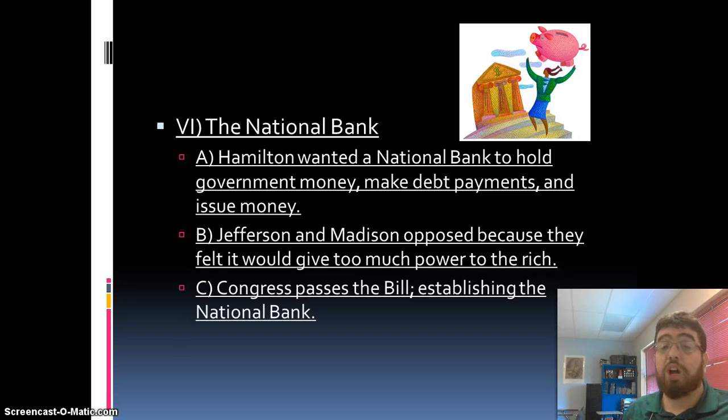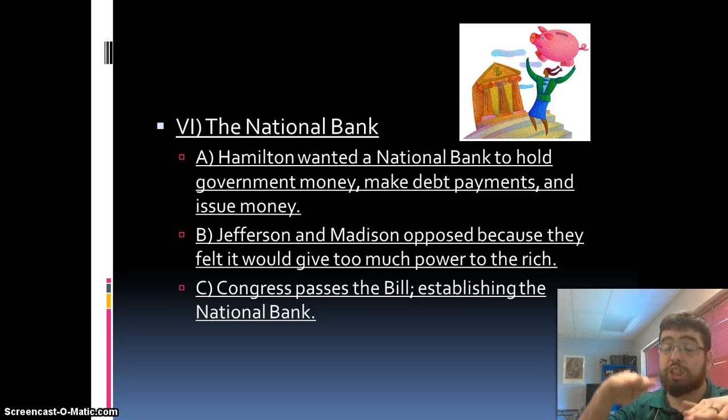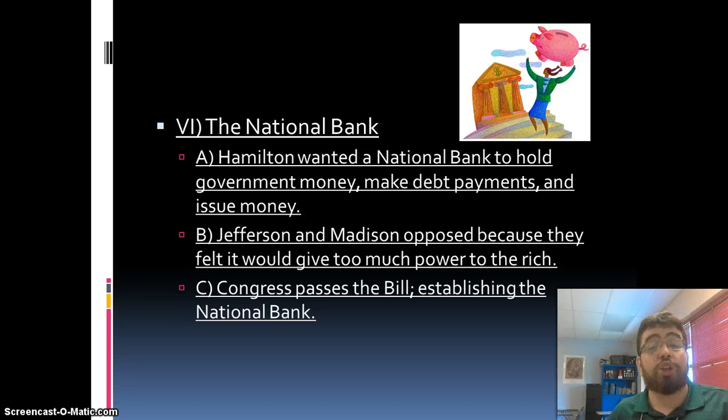So from there, we're talking next about the national bank. And at this time, we had a whole bunch of different currencies and banks all over the United States, and that made it very difficult to issue money and very difficult to understand how much each state's currency was worth. So Hamilton wanted this national bank to hold the government's money, to make debt payments to the people that we owe, in particular the French and the Dutch at this time, and to actually issue a currency that was okay anywhere in, at this time, the 14 states that we had.